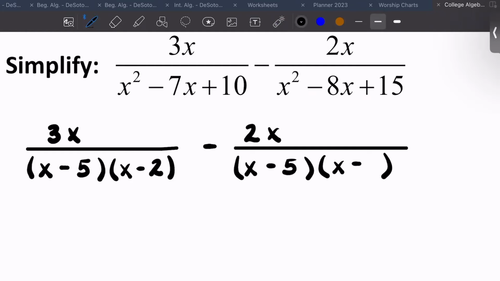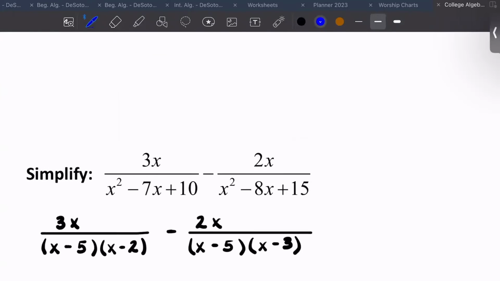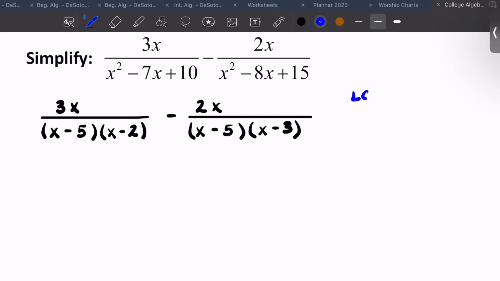And the factors of 15 that add to 8 are 5 and 3. Now, we need to find our least common denominator. Okay, now that we have factored completely, we're going to find our least common denominator. Remember, we need to account for everything in our denominator exactly one time.